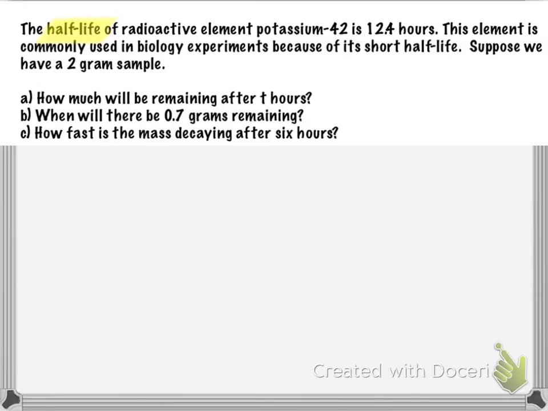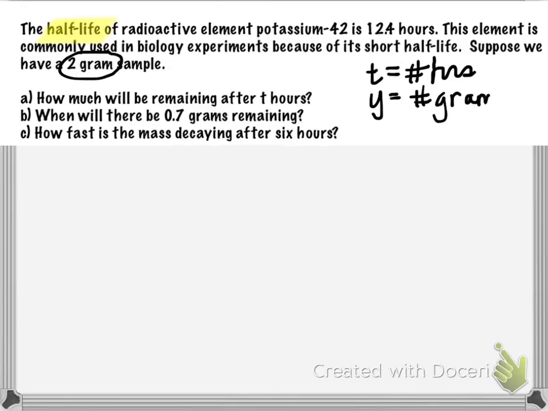So we have two quantities that are changing. We have the amount of time, so time is measured in hours. And then we have the amount of potassium, and it looks like that is measured in grams. So we'll let y be the number of grams. And because this is an exponential relationship, we can use our general exponential equation, y equals y sub 0 e raised to the kt power.